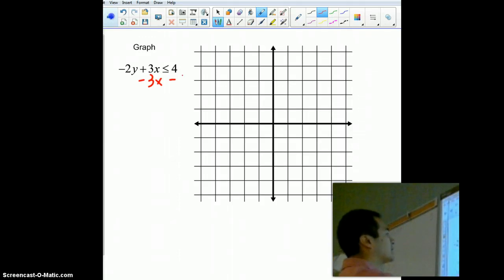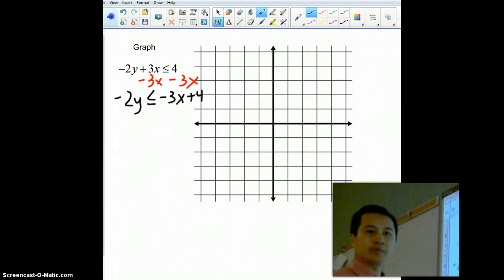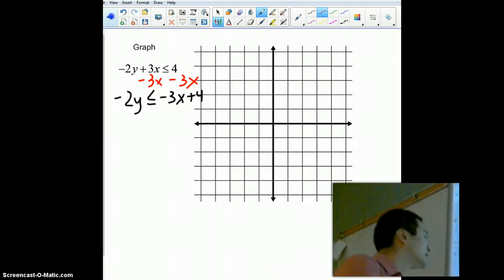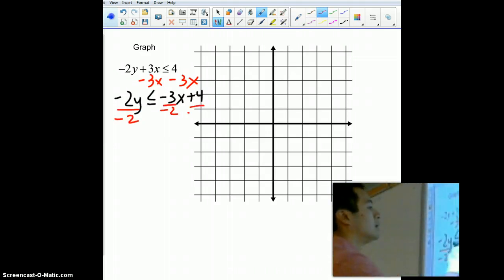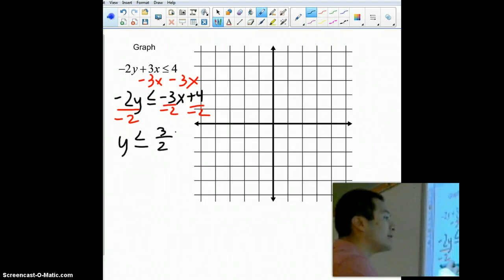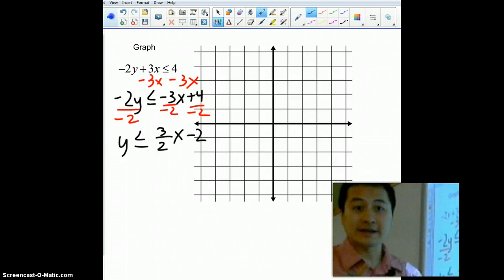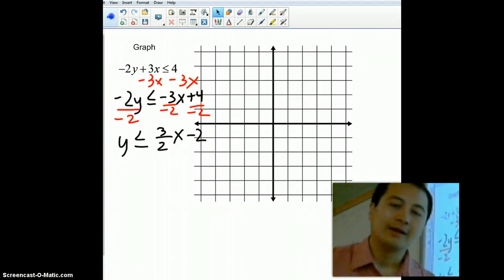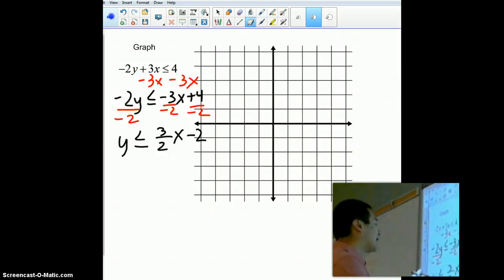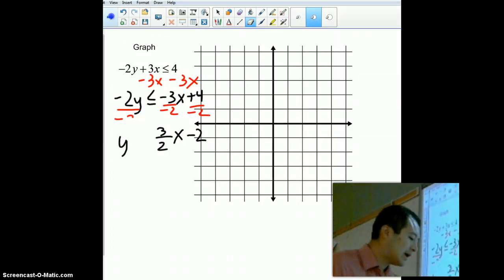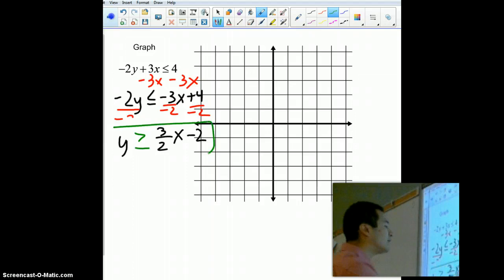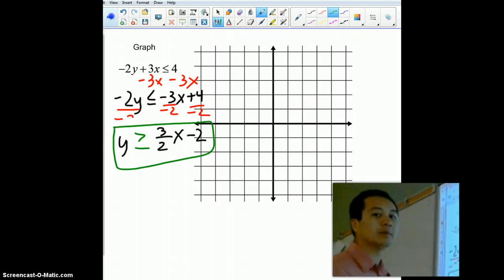First start by subtracting 3x from both sides. I got negative 2y less than or equal to negative 3x plus 4. Divide by negative 2 on both sides. I got y less than or equal to positive 3/2 x minus 2. Perfect. Is that correct? No, that's not correct. Why? That's right, I forgot to flip the sign. Remember, every time I divide or multiply by a negative number, I need to flip the sign. Remember the rules of inequality.